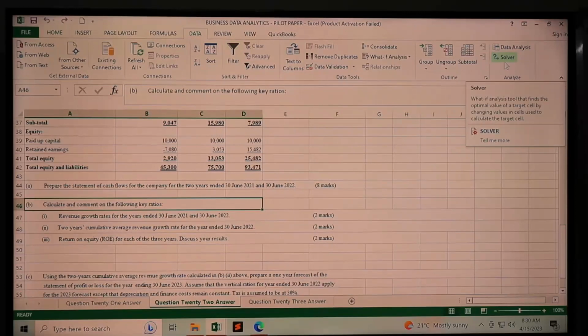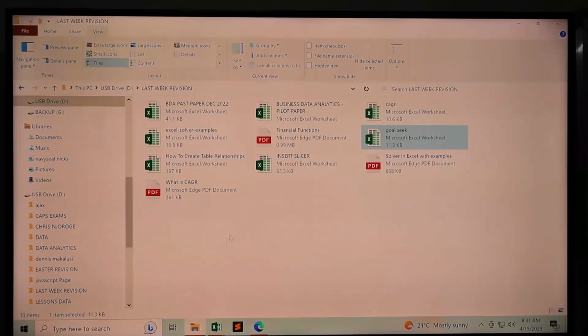So that is one thing you have to do, that is, you must make sure that this command solvers is activated. If you check very well, it is actually a what-if analysis tool that finds the optimum value of the target cell by changing values in cells, not in a cell like goal seek will do. Goal seek will only solve values in one cell, but solvers can change several values. So the first thing you need to do is to make sure that this command is activated.